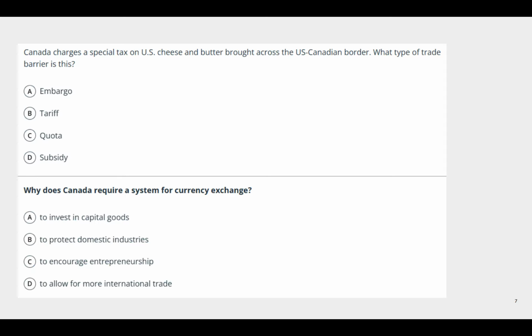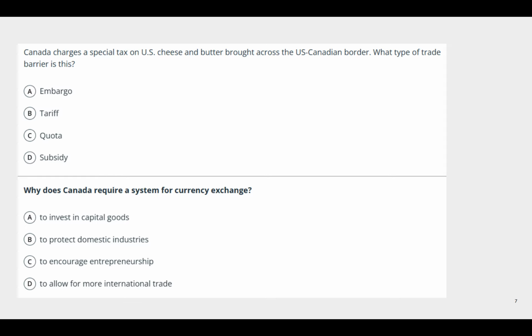Why does Canada require a system for currency exchange? We talked about currency exchange. You go to a different country, you need to change money so that business is convenient. Business is working. You're not going to go to Japan and shove United States dollars at them and say, "I'm American. Take this money." They're going to look at you like, wow, these Americans are crazy.